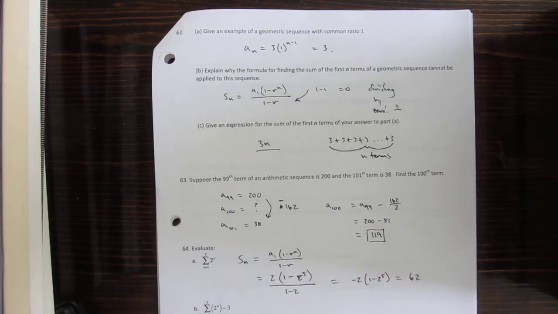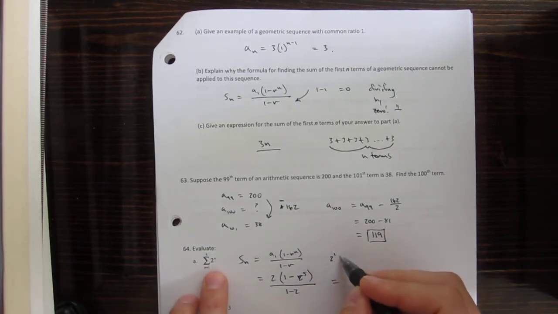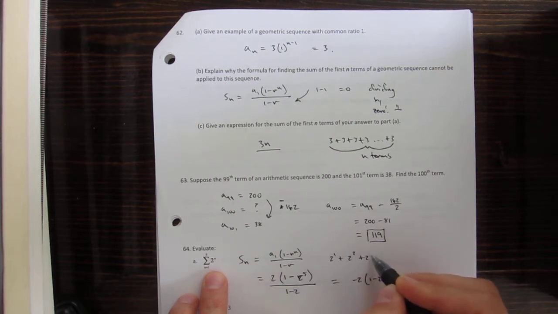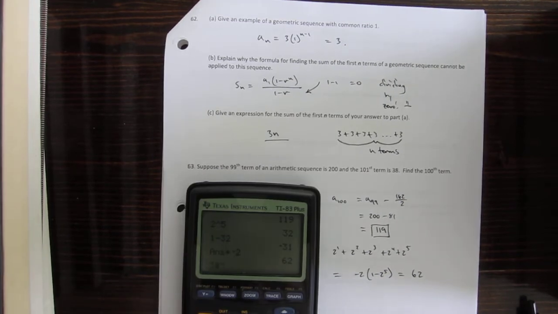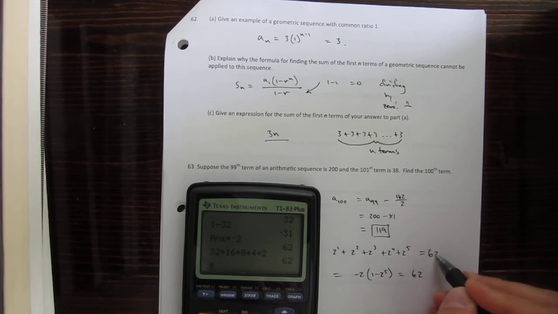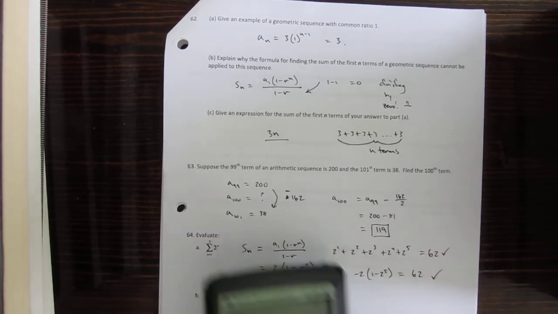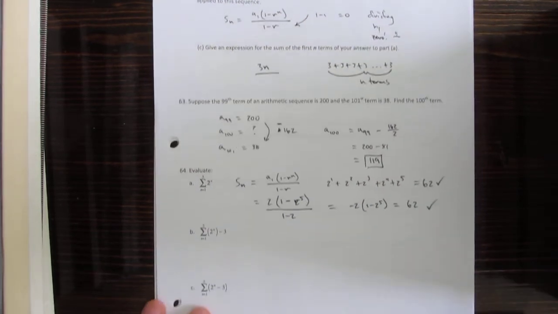1 minus 32 is negative 31 times negative 2 is 62. I just want to check that this works. So 2 to the 1st plus 2 squared plus 2 cubed plus 2 to the 4th plus 2 to the 5th. So if we add those up, we get 32 plus 16 plus 8 plus 4 plus 2, which is 62. So in fact, using the formula and doing it by hand, we do end up with the same thing.